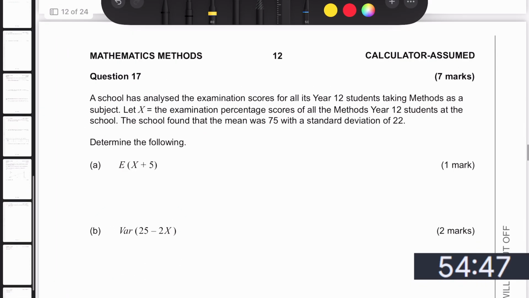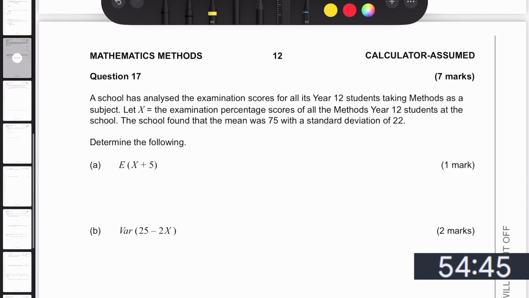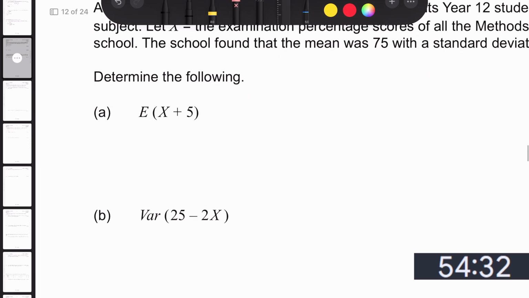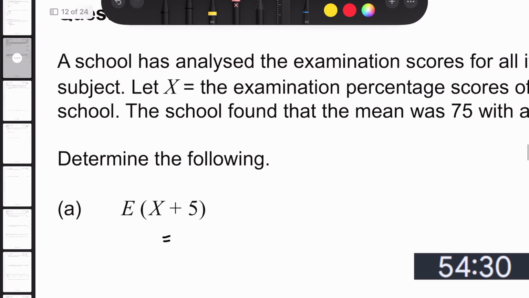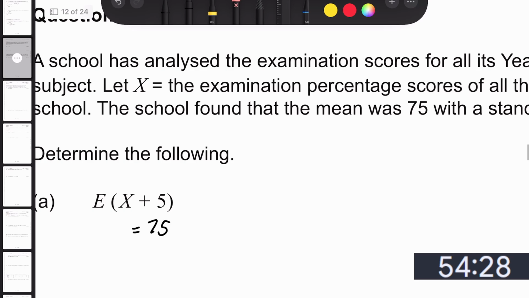So, page 12. Question 17. Analyze examination scores, methods. Examination percent. Determine the following. The mean of x plus 5. Okay, well that's just going to be equal to 75 plus 5, which equals 80.